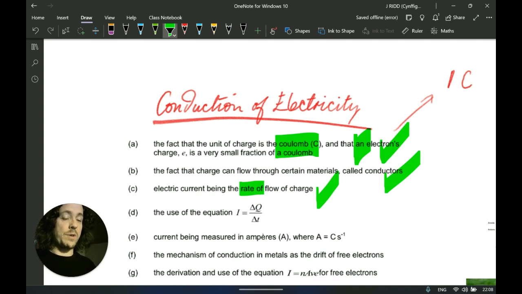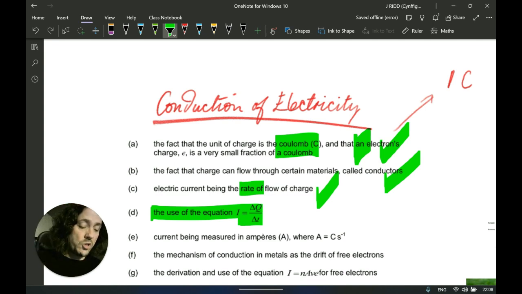So electrical current is the rate of flow of charge, which leads us on then, of course, nicely to this equation. I is equal to the change in charge, or the amount of charge per unit time, or in this case, delta Q over delta T. Remember, delta simply refers to change. So there we go. We've got that equation. We've explained it. You need to know what current is as a definition. That's given in part C there, and you need to be able to use the equation, which we will do a little later on.